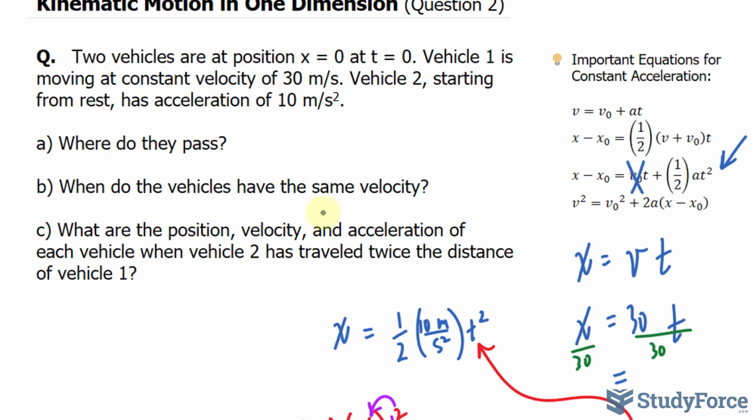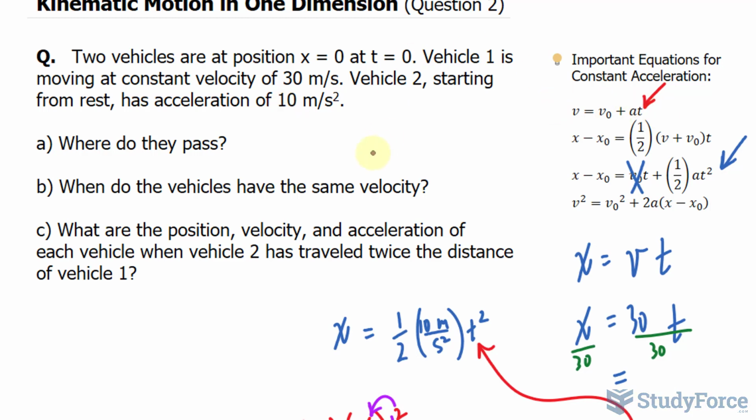In part 2, when do the vehicles have the same velocity? The best way to approach this problem is to use this formula. And we want to assume that vehicle 2 at some point will reach a constant velocity of 30 meters per second, which is what vehicle 1 is experiencing.